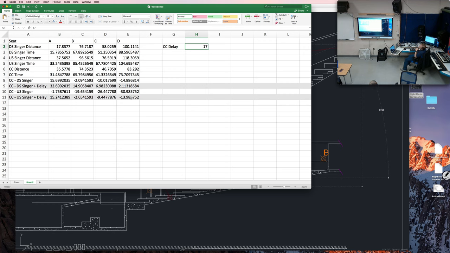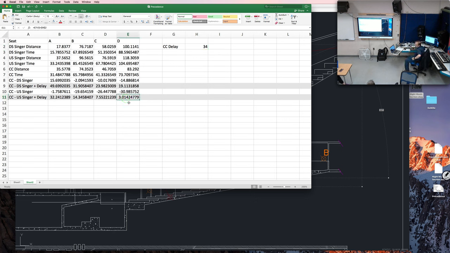Well, if it's 14 now, I need to add at least 14 more milliseconds, right? I've got 17 milliseconds of delay right now, and with the 17 milliseconds of delay, the center cluster is still arriving first at back row balcony when they're standing upstage. So how much more delay do I need to add? Well, at least 14, but ideally a couple more than that, so that they're arriving first. So if I say 17 plus 17 is what? 34. Is that right? So if I say 34 milliseconds, well, that fixes it, right?